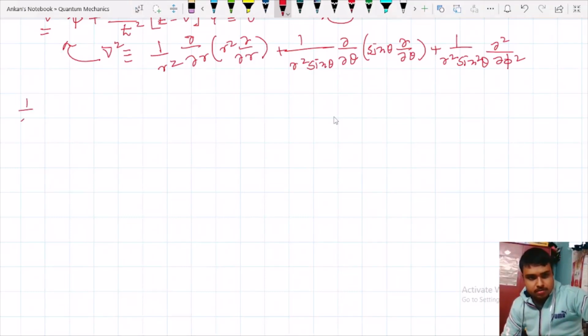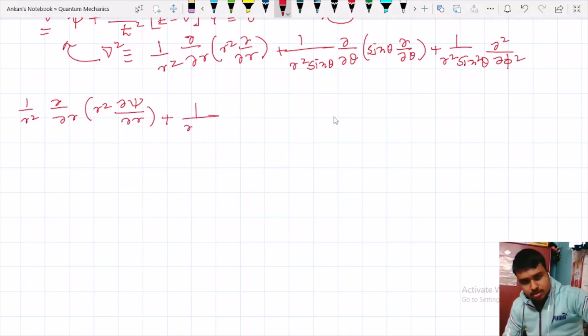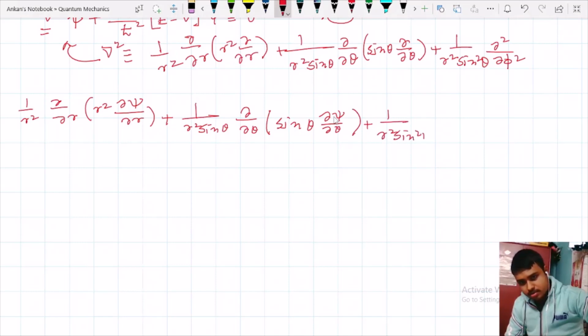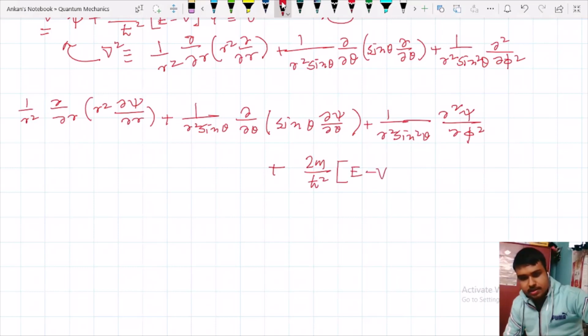Let me write 1 by r square del/del r of r square del psi/del r plus 1 by r square sine theta del/del theta of sine theta del psi/del theta plus 1 by r square sine square theta del 2 psi/del phi 2 plus 2m upon h line square, let me write this below, okay, plus 2m upon h line square (E minus V).